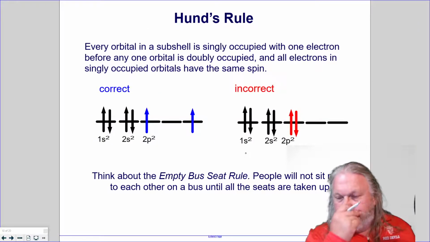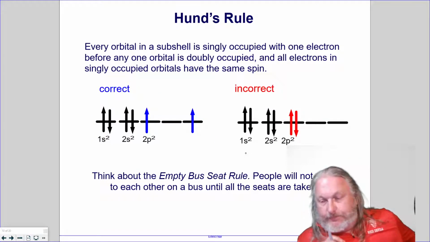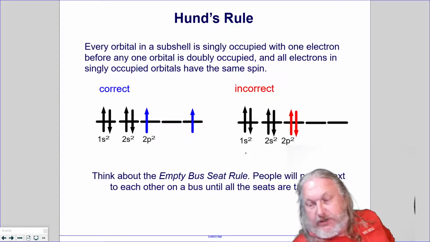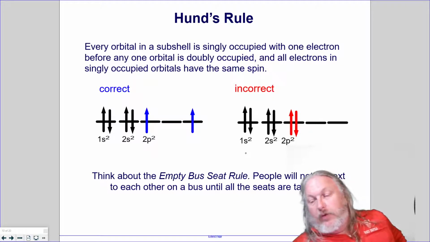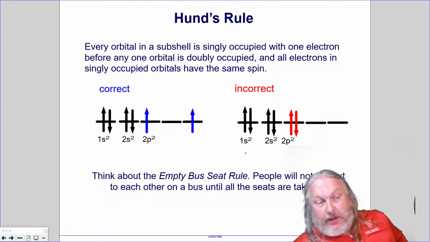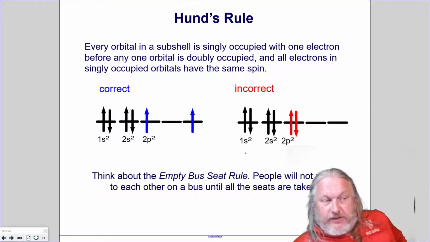Now Hund's Rule. It states that every orbital in a subshell is singly occupied with one electron before any one orbital is doubly occupied. And all of the electrons in the singly occupied orbitals have the same spin.